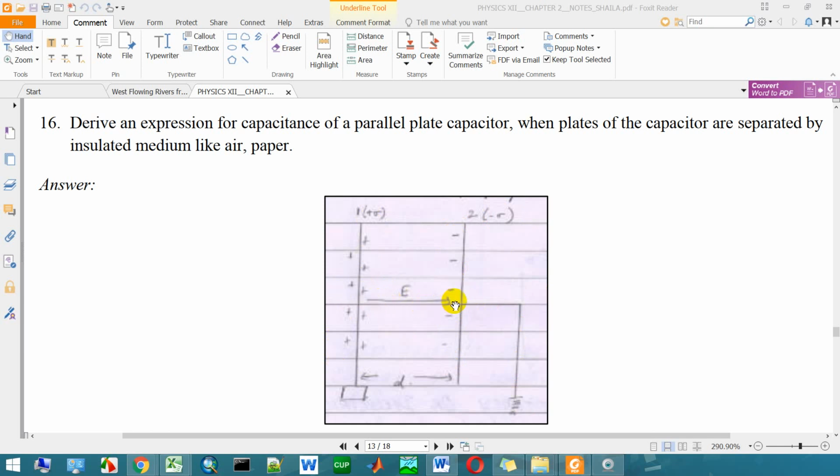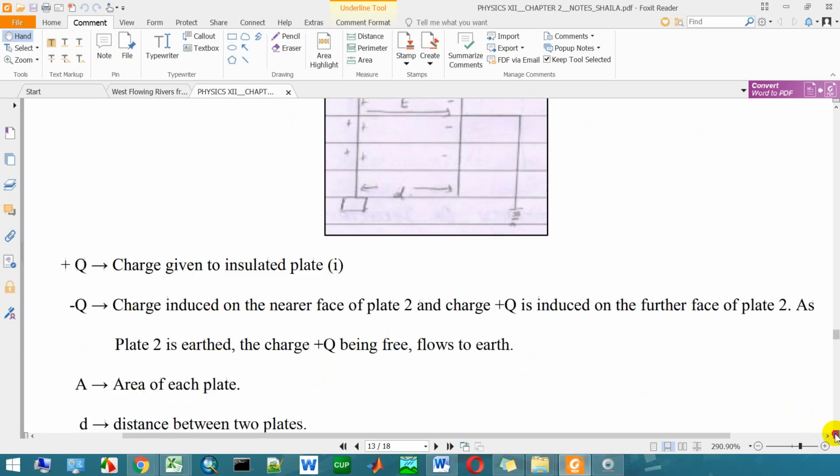The field between the plates is represented by E, and small d is the distance between the two parallel plates. So here plus q, minus q: plus q is the charge given to plate 1, minus q is the charge induced on the nearer face of plate 2, and charge plus q is induced on the further face of plate 2. As plate 2 is earthed, the charge plus q, being free, flows to the earth.